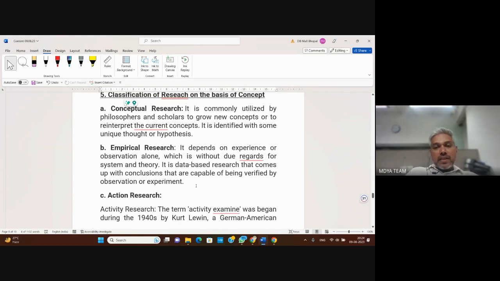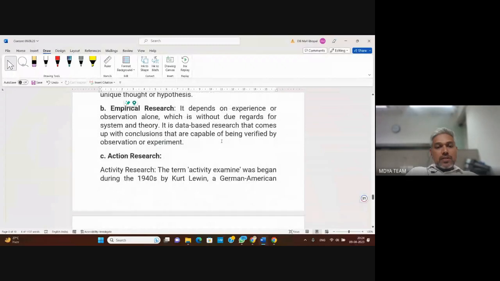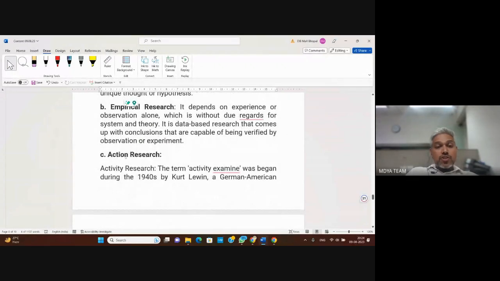The word empirical means dependent on experience or observation of oneself. So on that observation or experience, the researcher collects the data, and on that data they come up with a result and conclude it, and after the conclusion it is capable of being verified by observation or experiment. After the basis of concept, there is another research: action research.